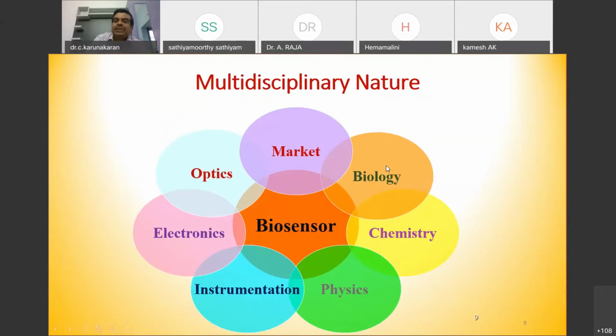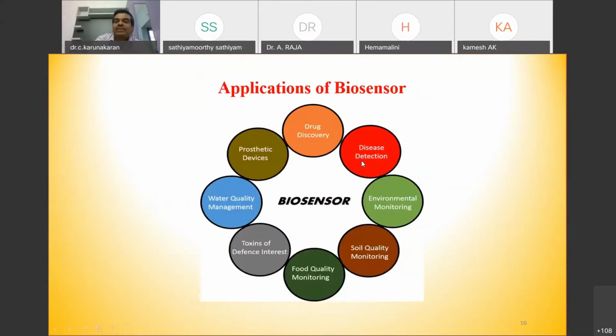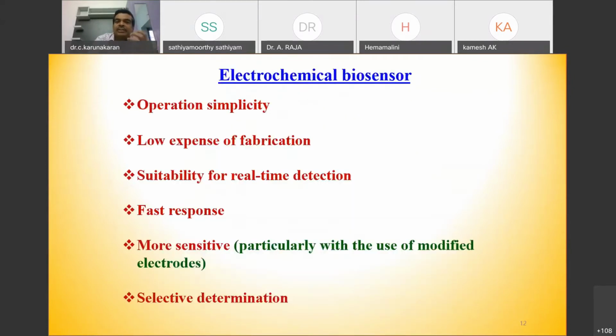Biosensor is a multidisciplinary field. You need to know chemistry, biology, physics, and instrumentation to develop a device. You need instrumentation knowledge, electronics. Once you develop a product, it should be marketed, so marketing also you need. Biosensors have wide applications in drug discovery, disease detection, environmental monitoring, toxins in defense area, etc. We are focusing mainly on electrochemical biosensors because of operation simplicity, low expense of fabrication, suitability for real-time detection, fast response, and most sensitive and selective determination.